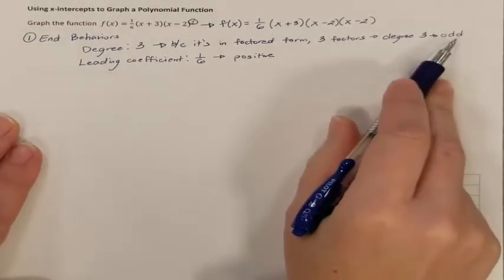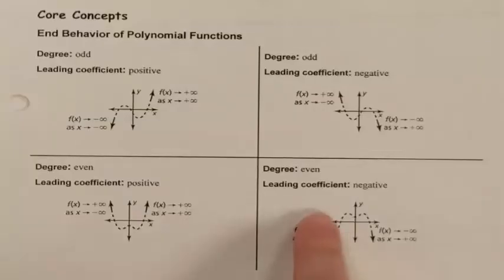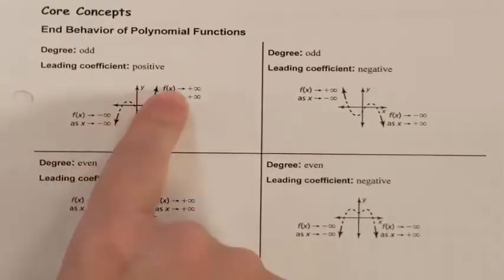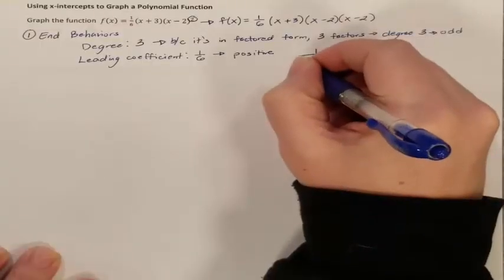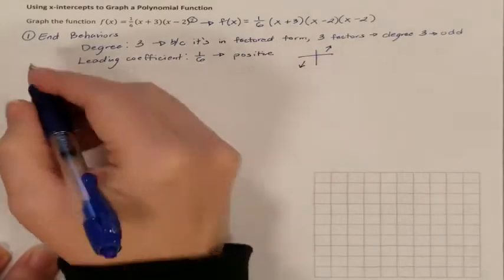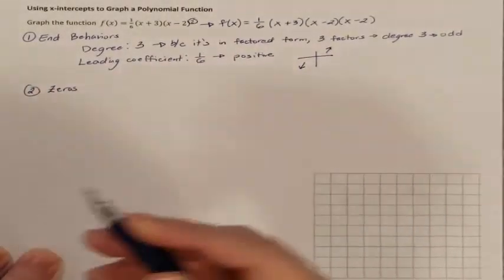So I need to look at my 4.1 chart to figure out what odd positive looks like. Here's my 4.1 chart. Odd positive is right here. So I'm down on the left and I will be up on the right. After I know what my end behaviors are, we need to find the zeros, which is finding the solutions.